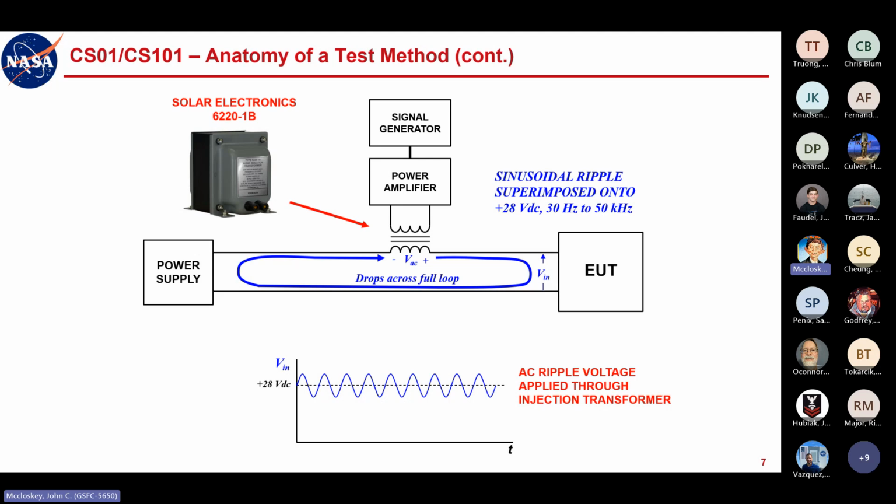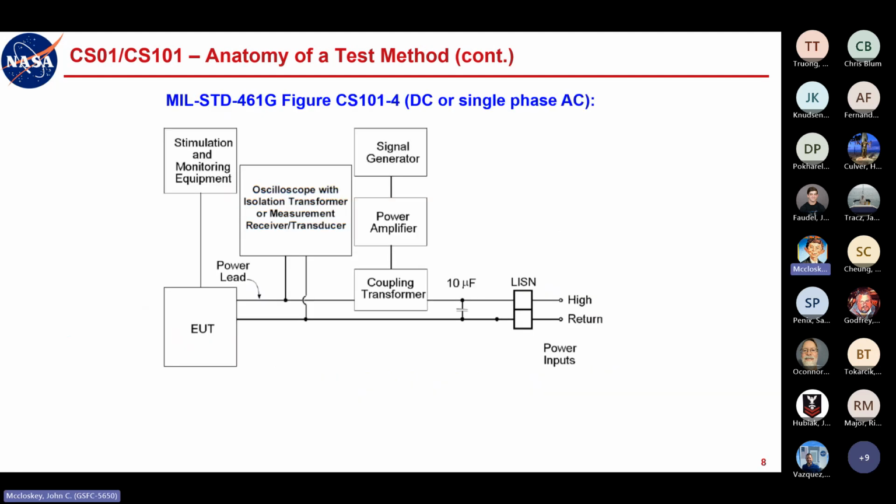Now, the thing to pay attention to, well, lots to pay attention to, but this first thing is that injected AC potential is going to drop across this full loop. So certainly what you want is for it to drop across the EUT, but some of that injected potential is going to drop across your power source. So you have to pay attention to that. So that's going to be this next part of the discussion here.